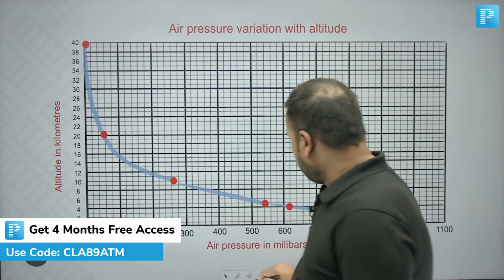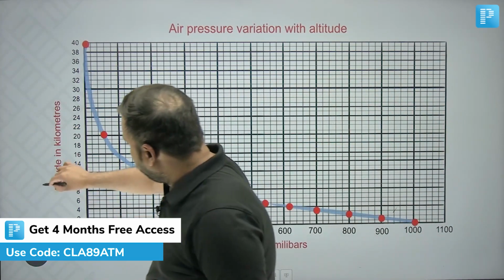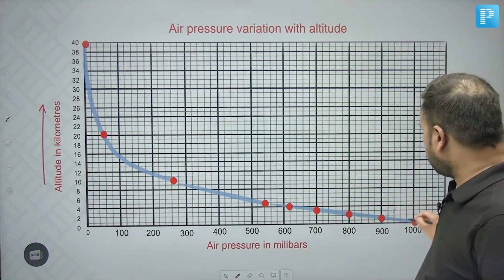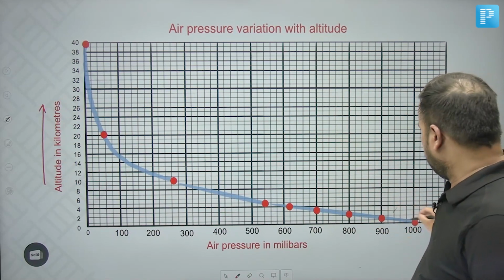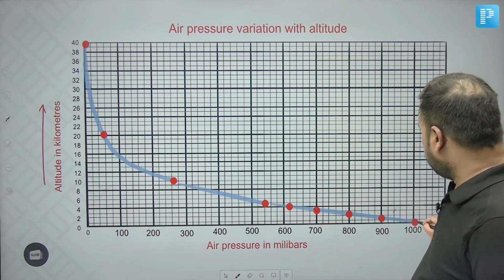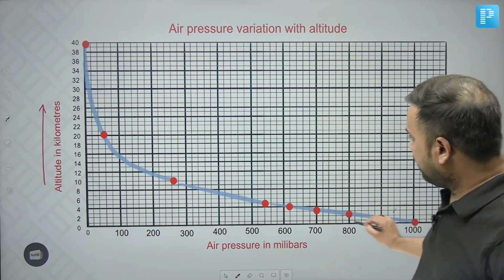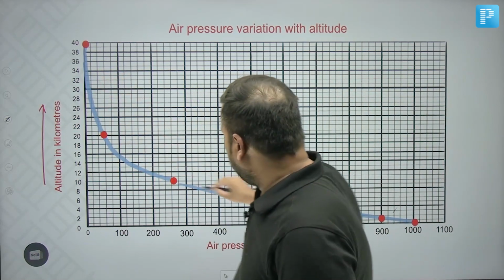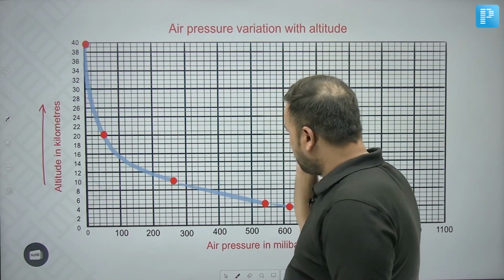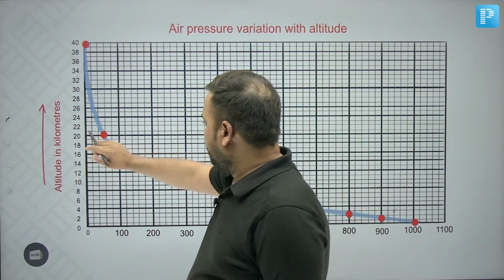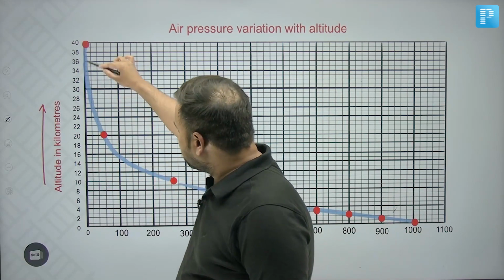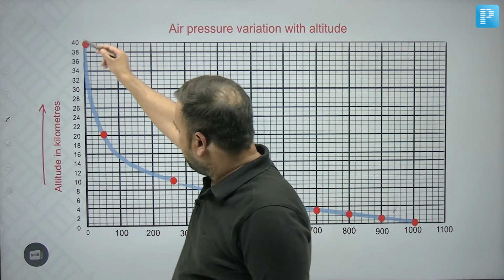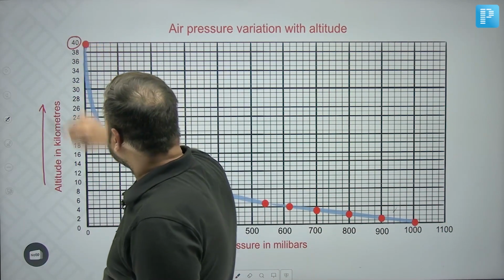Can you see in this graph, this is altitude in kilometers, and as you go upwards, at sea level there is higher pressure, and as we go upwards, the pressure is declining at a very fast rate. In fact, can you see that beyond 20 kilometers, how fast the rate of decline is? Can you see that? And here we are just taking up to 40 kilometers.